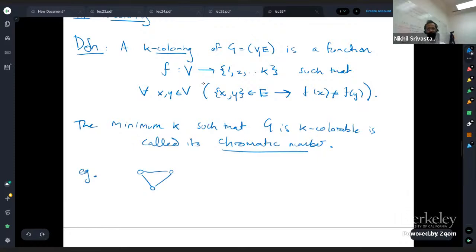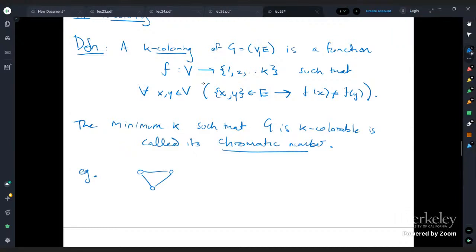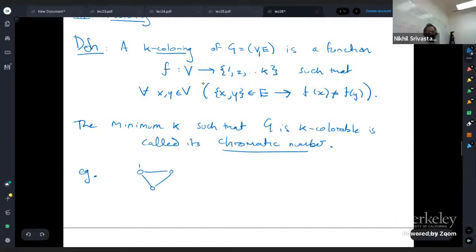What's the chromatic number of the triangle? 3. So you need 3 colors because all pairs are connected, right? If you had 2 colors, then 2 of the vertices would be the same color and they'd be connected. So it's 3 colorable and it's not 2 colorable.